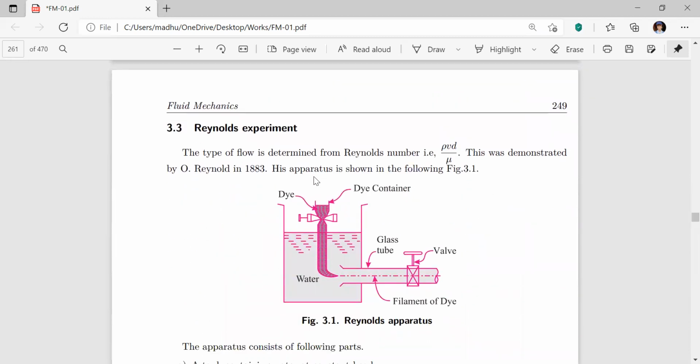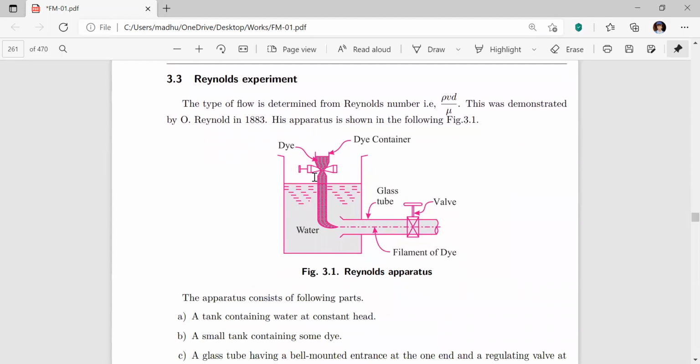Next, we will move on to the Reynolds experiment. Here, the type of the flow is determined from Reynolds number, that is rho V d by mu. This was demonstrated by O. Reynolds in 1883. His apparatus is shown in the following figure. You can see there is a dye container which is inserted in water inside a glass cup, which has a pipe at the bottom of the container.